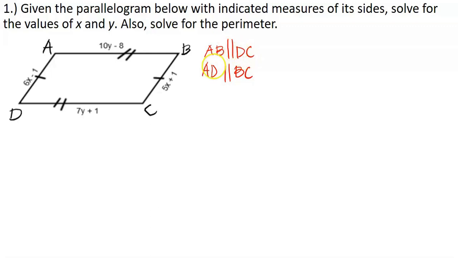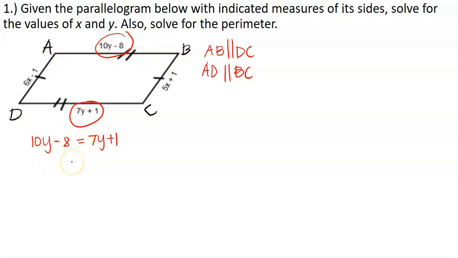With that being said, we can say that 10y minus 8, which is the measure of AB, is congruent to 7y plus 1, or DC. So as an equation, we have 10y minus 8 is equal to 7y plus 1. We have to equate it like this so that we can solve for the value of y. And afterwards, we can solve for the values of AB and DC.